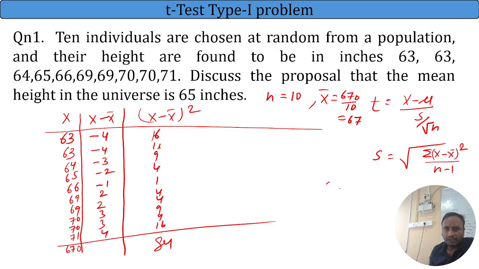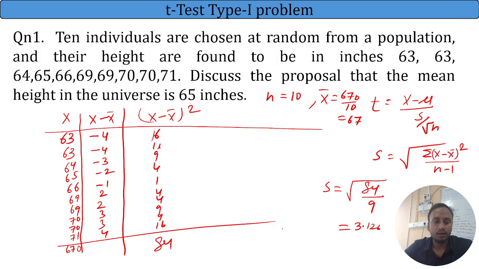So that s will become root of 84 by n minus 1, which is 9. So how much will we have? 3.126. Have you got it? 3.126. I'll take one more page.